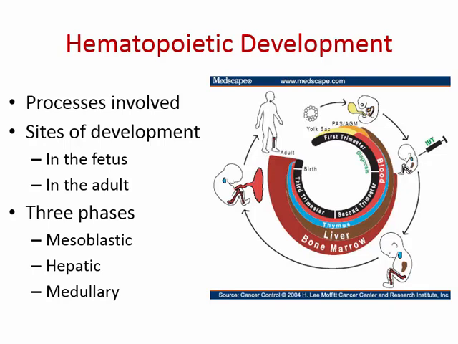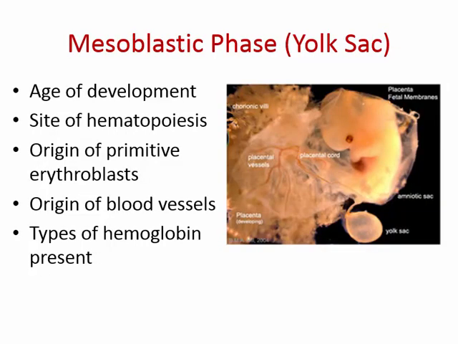The second phase is going to be a little bit more complicated. It's the hepatic phase. So this is the embryo. You're able to see the yolk sac and amniotic sac. This is the place where you have the primitive erythroblasts.